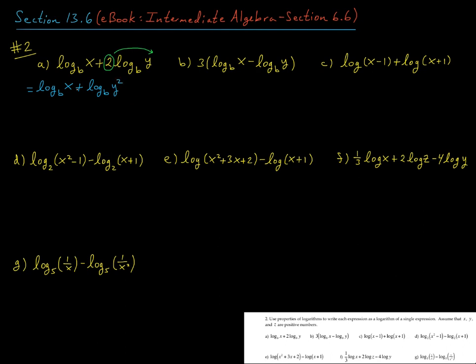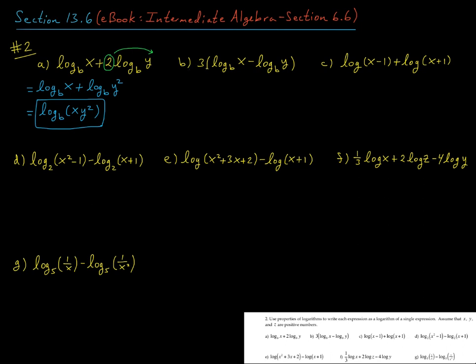All right, now what do I have? Well, I have a sum of logarithms. So if you have a sum of logarithms, then we can write that as the log of the product through the product to sum property, right? So this will become the log base b of x times y squared. And here we've now written this original expression as a single logarithm, and so we're done.